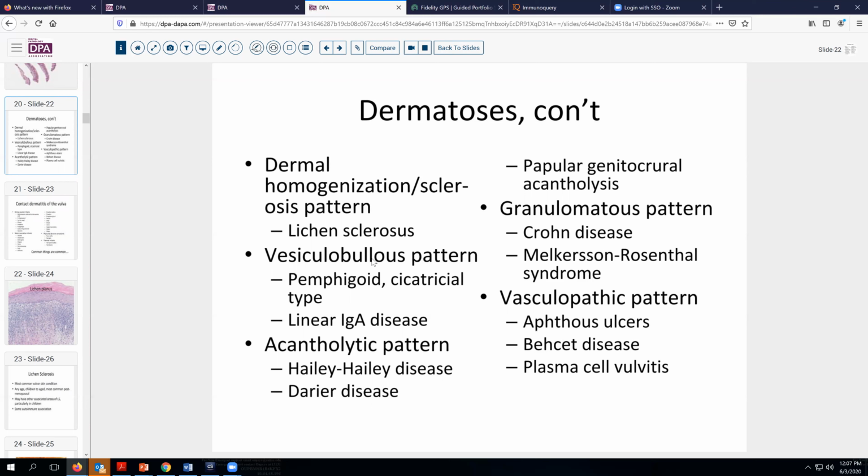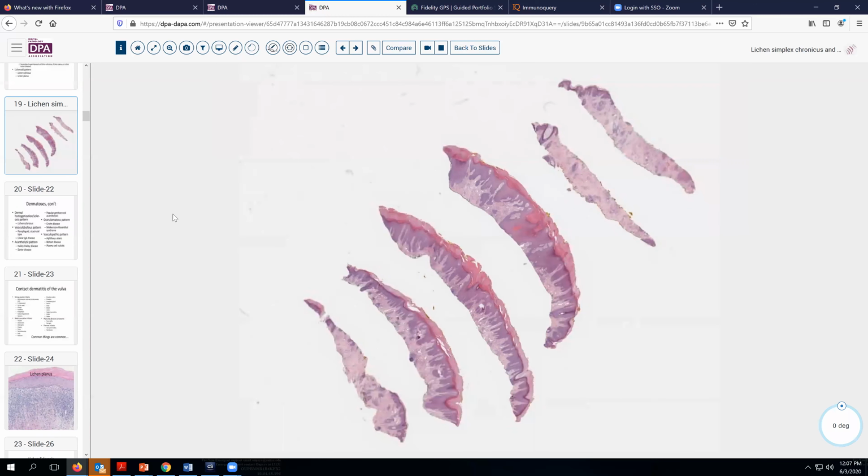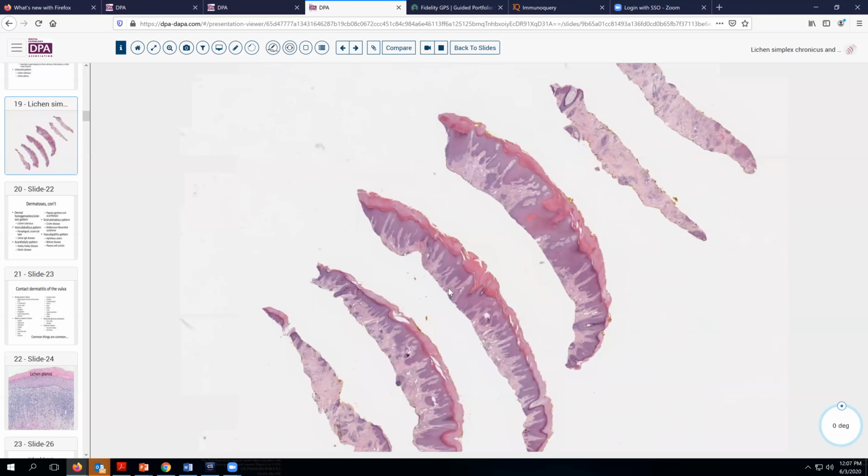Vesiculobullous changes, IgA disease, pemphigoid. Acantholytic pattern, less commonly seen, but can appear. Granulomatous disease, and the vasculopathic pattern. So let's just go quickly here to an example. How would we classify this? Well, we've got hyperkeratosis and we've got acanthosis, or a hyperplastic pattern here. Is this one of those entities that we've just covered?